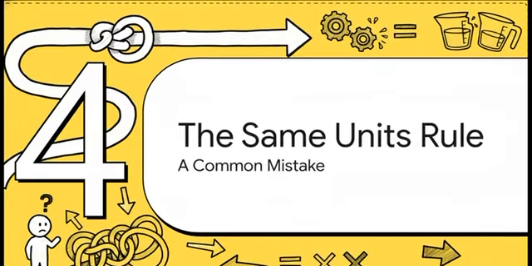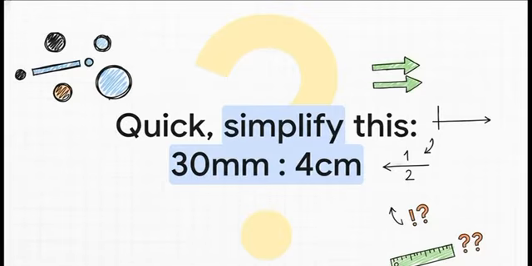Okay, so you're getting the hang of this. You're simplifying ratios like a pro. But there's a classic trap you have to watch out for. This is where most people get tripped up. So take a look at this. Simplify 30 to 4. Now, your first instinct might be to just divide both by 2 and call it 15 to 2, right? But hold on a second.